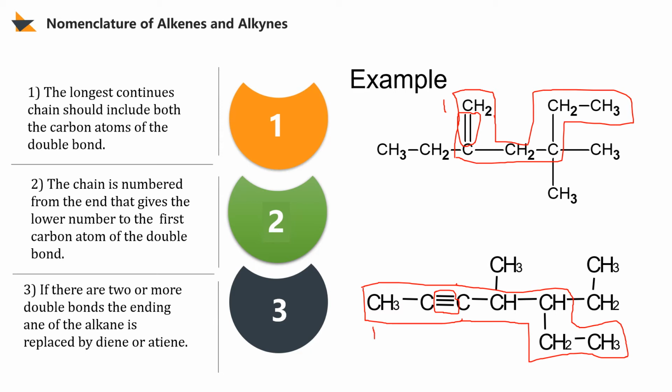Okay, the third step is only for an organic compound that has more than one multiple covalent bond. So if there are two or more double bonds, the ending -ane of the alkane is replaced by -diene or -atriene.